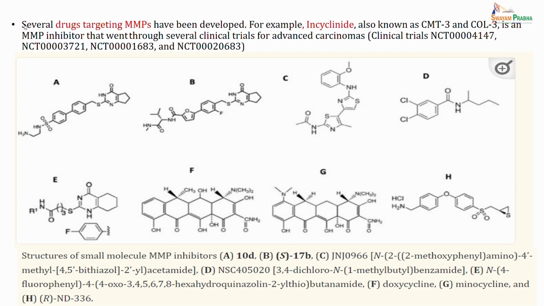Molecule A is called 10D, B is S17B, C is JNJ0966, D is NSC 405020, E is doxycycline, G is minocycline, and H is ND336. These are the structures of some of the small molecule MMP inhibitors which are found to be clinically very promising.